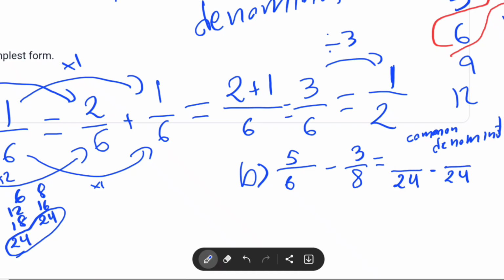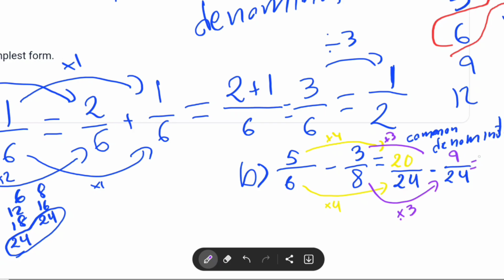In this case, how many times 6 goes into 24? It goes 4 times, so I'm going to need to times the fraction by 4 on the top and on the bottom. 4 times 5 is 20. And how many 8s go into 24? 3 times, so I'm going to times top and bottom by 3. In this case, 3 times 3 is 9.